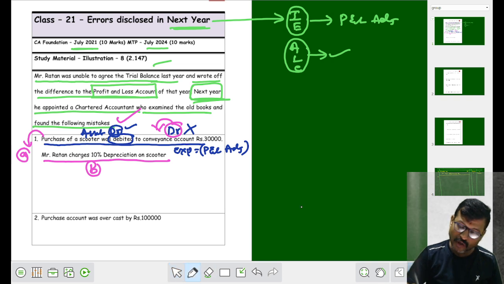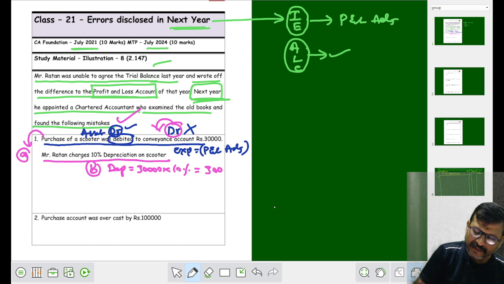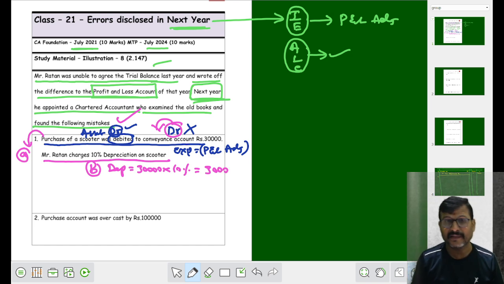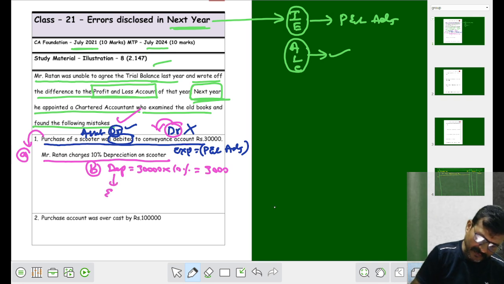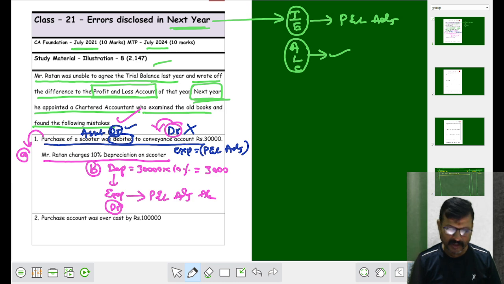Now let me move on to the concept about depreciation. What happened here? Ratan charges 10% depreciation on the scooter. What's the amount of scooter, my dear students? 30,000. Depreciation is 10% of 30,000, how much is it? 3,000, right? So depreciation means what? Expenses. Expenses means what? Debit. It is to be taken where? Profit and loss adjustment account, because in the place of expenses we have to use P&L adjustment.